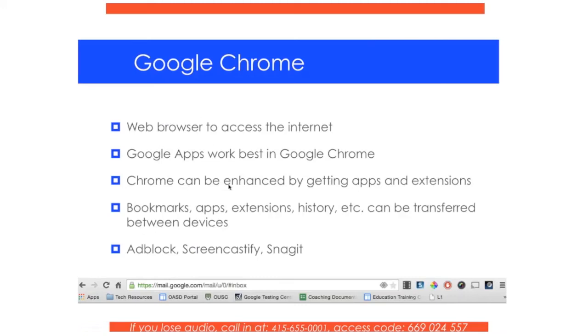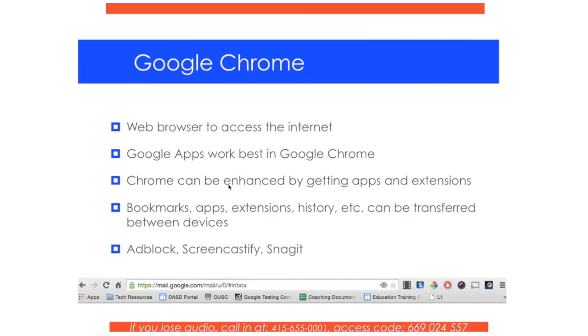Google Chrome is a web browser. You use it to access the internet. Google Apps work best in Google Chrome, so I'd recommend that. Chrome can be enhanced by getting apps and extensions. So just like your Google Docs have add-ons, Google Chrome has apps and extensions that add functionality.